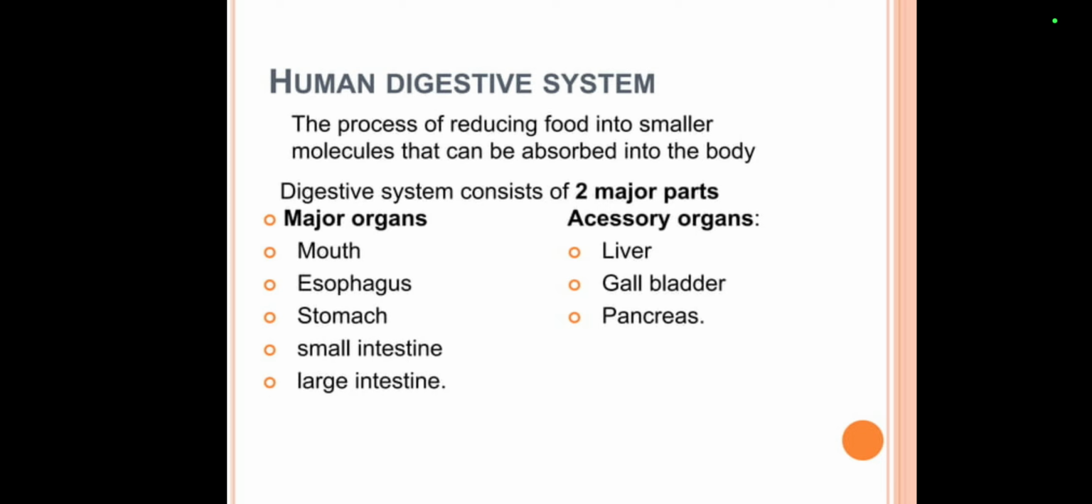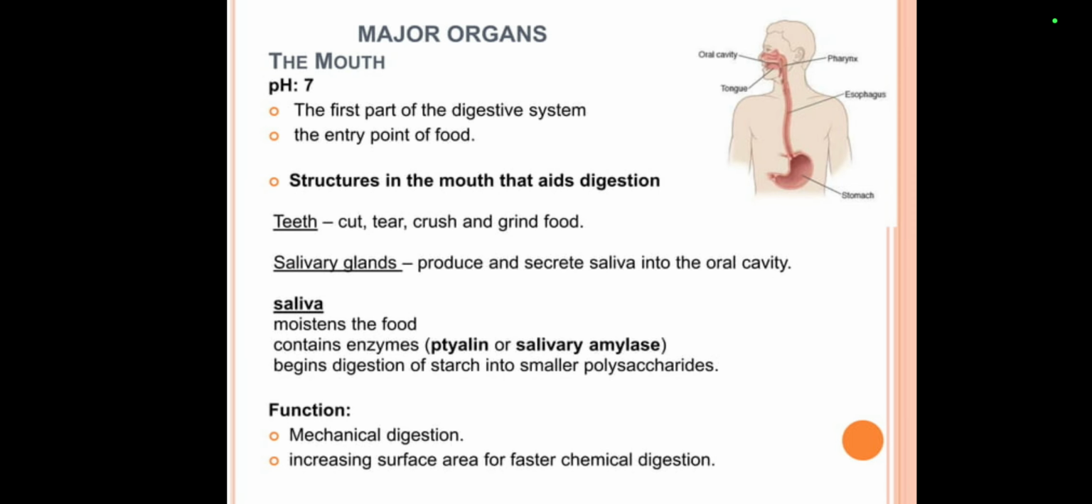There are two major parts of the human digestive system: the major organs and the accessory organs. I've already mentioned those. So let's move forward with the major organs. Your mouth has a neutral pH, which is 7. The first part of the digestive system is your mouth. It is the entry point of the food.